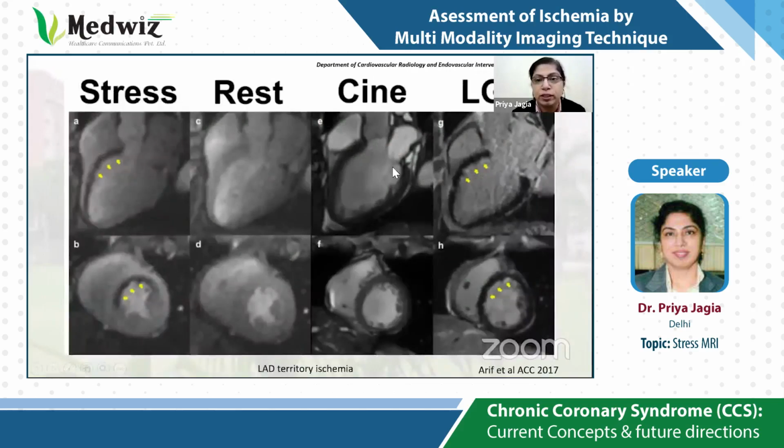So this is a patient who had, again, LAD disease. You can see the anteroseptal wall showing a perfusion defect in the stress, which was not there at rest. Cine showed hypokinesia of the anterolateral wall and a dilated LV. And in the LGE, we could see subtle late gadolinium enhancement seen as bright areas in the subendocardial region, again suggestive of LAD territory ischemia.